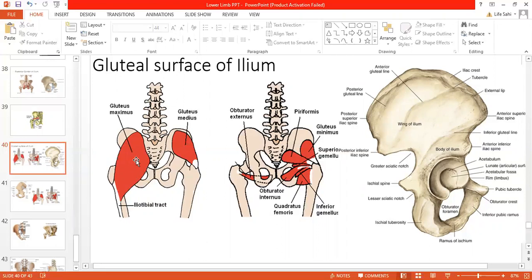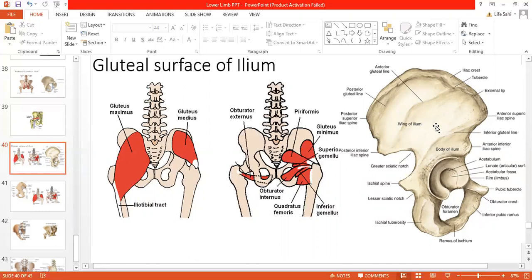In this diagram, you can see this is the gluteus medius. The superficial muscle in the gluteal region is the gluteus maximus. When you peel it away, gluteus medius will be seen lying deep to gluteus maximus. Next, deep to it is the gluteus minimus.